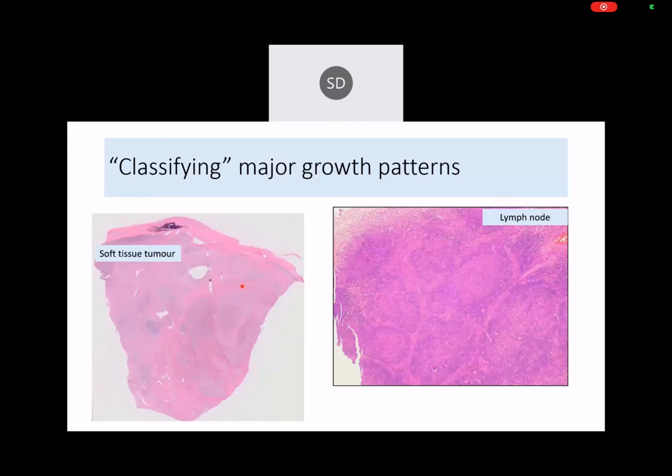Okay, and for a nest, I would have to go higher. This is extremely low power. This is almost a 2x. So you can see nodules. You said nodules. And do you see anything else? Do you agree that there is a capsule over here?